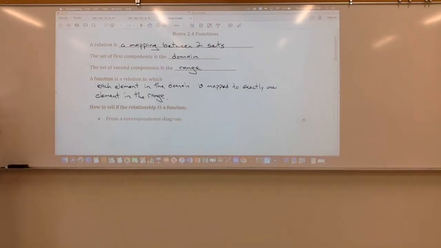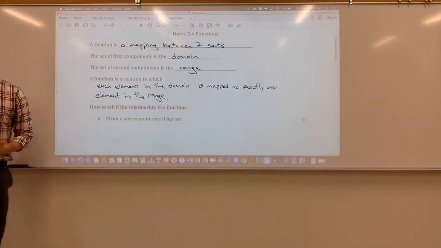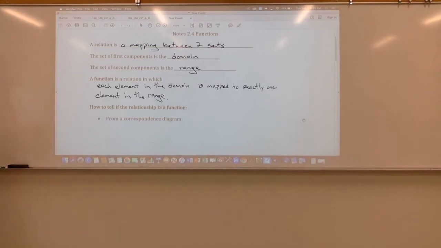In other words, if we have an input, or an x value, that can't be mapped to multiple y values. We can't have some rule where if we put in a 2, we get out 7, but then if we put in 2, we get out -4 the next time. That's a function: for each input, there is exactly one output. We can't have multiple outputs for the same input. This is just saying that in a kind of complicated way, using specific vocabulary: each element in the domain is mapped to exactly one element in the range.